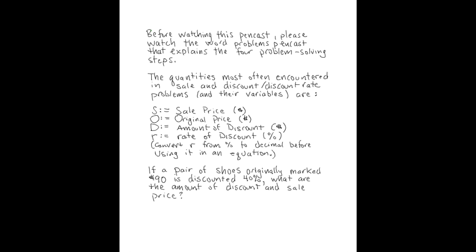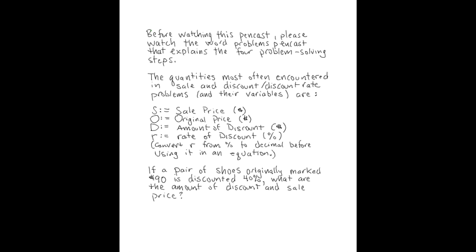I'd like to draw your attention to these last 2 variables, because if students make a mistake in this type of problem, it's usually because they confuse the two. D is the amount of discount. So if something originally cost $100, but you get it for $90, the amount of discount was $10. It's the $10 you didn't have to pay. As opposed to little r, which is the rate of discount. As I said, that's usually expressed as a percent.